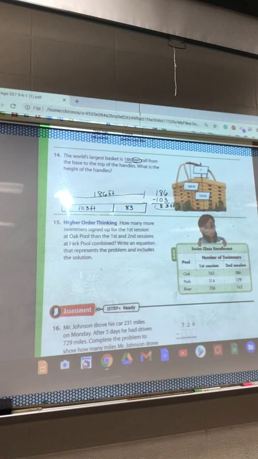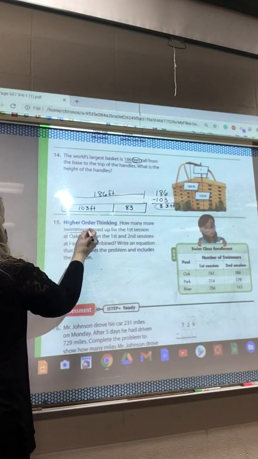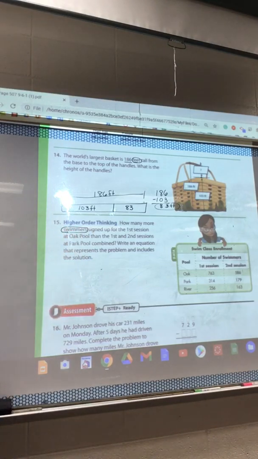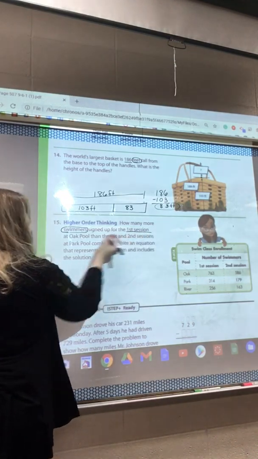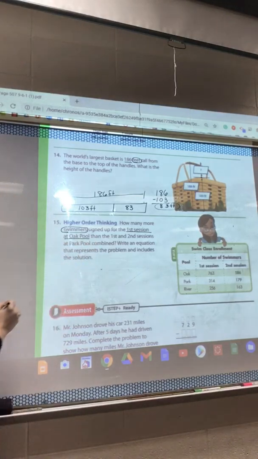Remember, higher order thinking always has like a mystery question or something we have to do before we can actually answer the actual question. Okay? So let's get reading because we got a chart and everything. How many more swimmers? So I think we're going to be talking about swimmers. What do you think? I'm going to circle it so when I get to the end I know what my label should be. I'd circle it too if I were you. Signed up for this first session at Oak Pool. I'm going to double line Oak because I've read this before.